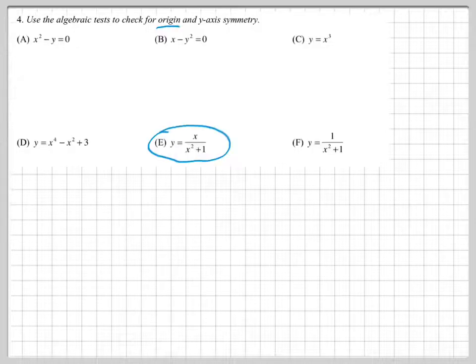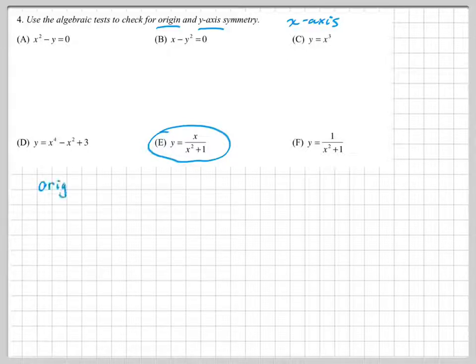All right, chapter 1 and 2 review. For this one, we're going to do number 4, E. And here we're checking for origin of symmetry and x-axis of symmetry, or y-axis of symmetry. There's also an x-axis of symmetry that we can test for, which I will also do just as a bonus.